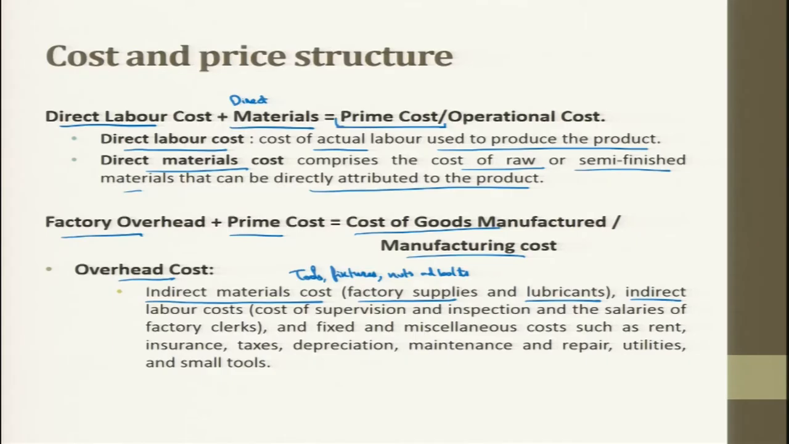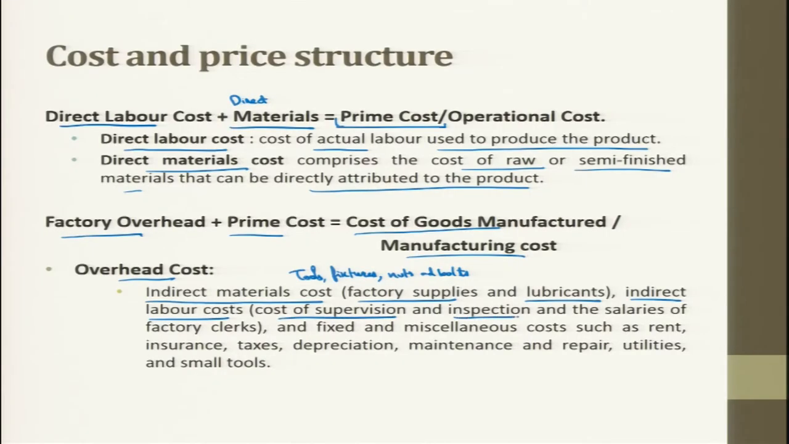Indirect labor cost, what is it? Direct labor is the labor who works directly on the product. Indirect labor is the workers who have not worked directly to produce this product, but the people who are there, who designed the product, who do supervision and who did inspection. So, that is indirect cost. And salaries of factory clerks are also indirect cost. Factory clerks are never related directly to the manufacturing, but their salaries have to be paid, and that comes in the indirect cost. So, overhead is generally indirect.